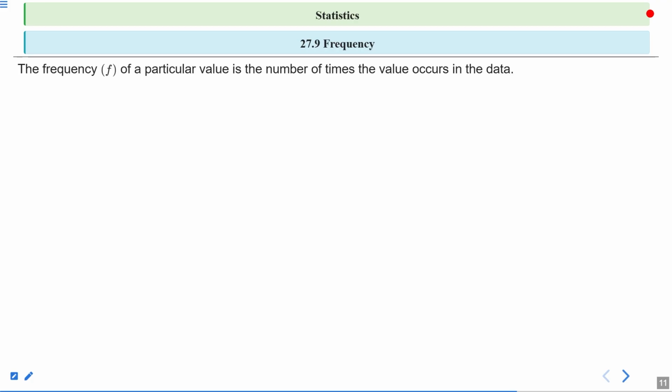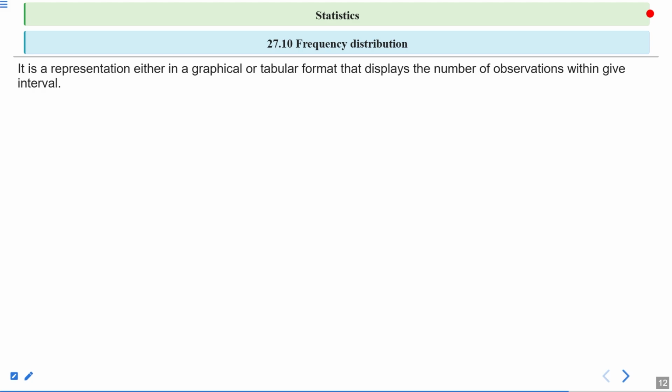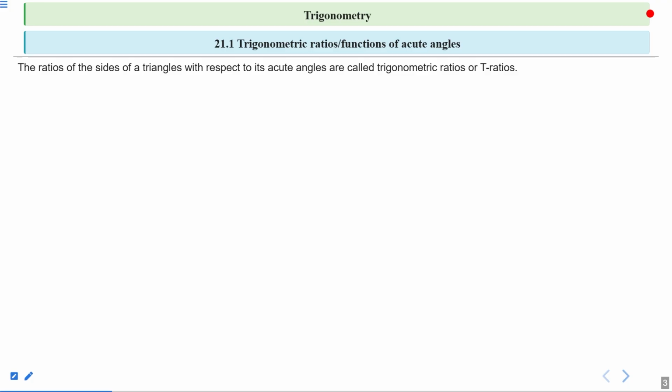What is frequency? The frequency of a particular value is the number of times the value occurs in the data. Frequency distribution is a representation, either in a graphical or tabular format, that displays the number of observations within a given interval.